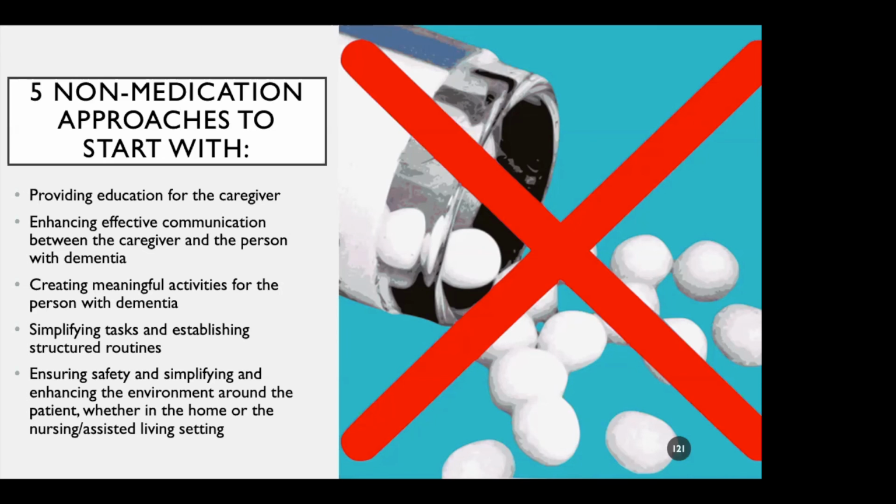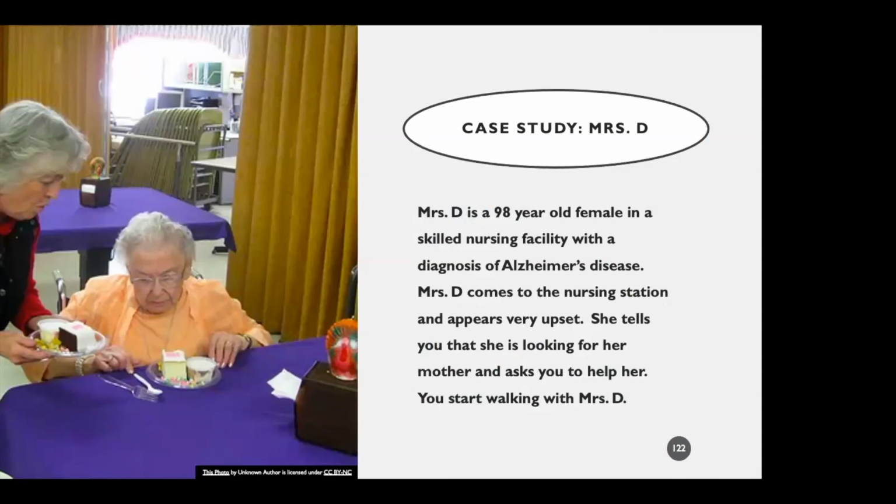So I'm going to, next slide, I'm going to read a brief case study. Mrs. D is a 98-year-old woman who lives in a nursing facility with a diagnosis of Alzheimer's disease. She comes frequently to the nursing station and appears very upset in the last few days. She tells you that she's looking for her mother and asks you to help her. You start walking with Mrs. D. What strategies would be most helpful?